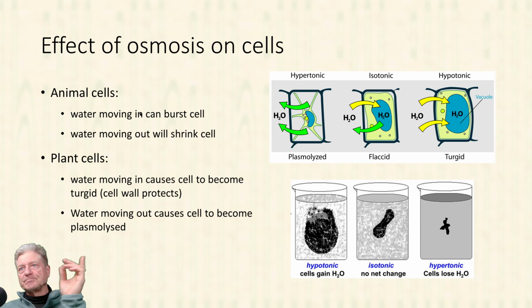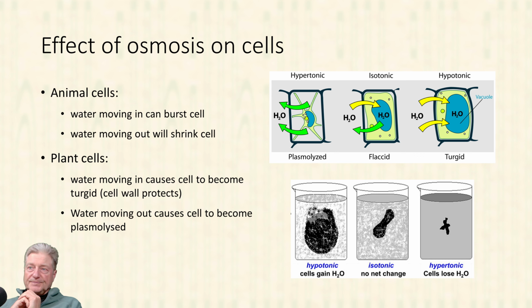Okay, so let's have a look at the effect of osmosis in cells. So in animal cells, water moving in can burst the cell because nothing is going to hold the cell together. The cell is just made of phospholipid molecules in its membrane. That's held together with some other molecules like cholesterol and stuff that toughen up the membrane a little bit. But in the end, if the water keeps moving in, the animal cell will burst.